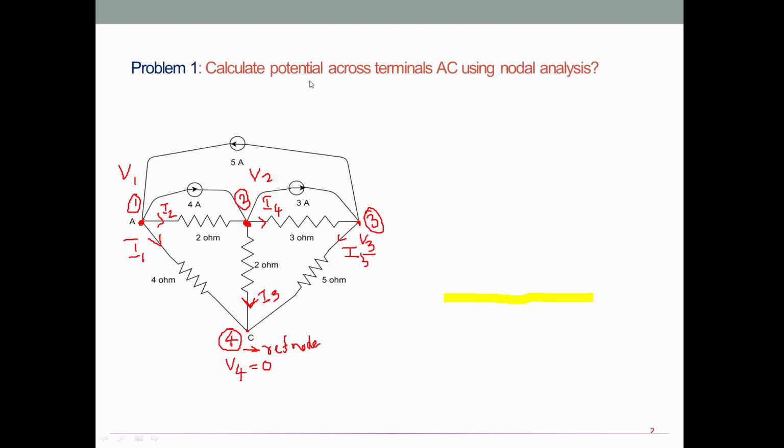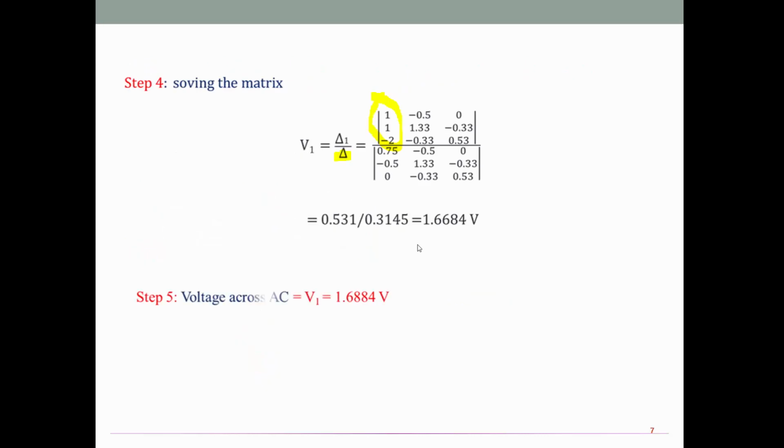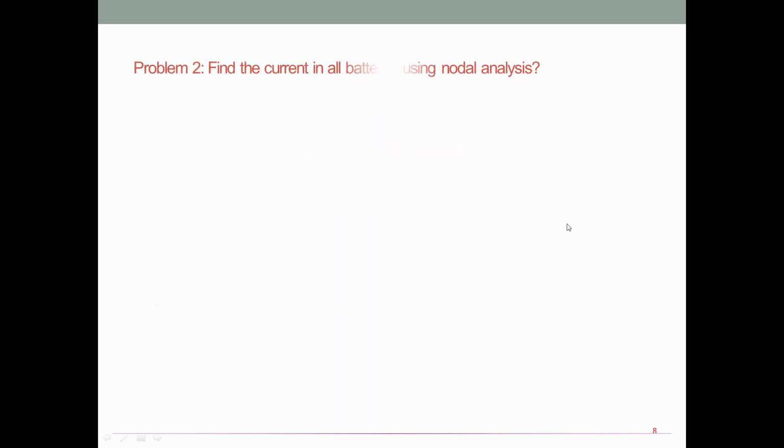Now go back to the question. Calculate potential across terminals AC using nodal analysis. Look at the terminals AC. Voltage across AC is V1. That is the reason why I am finding V1 alone, which is 1.6684 volt.